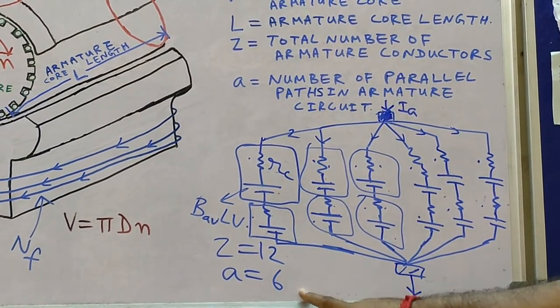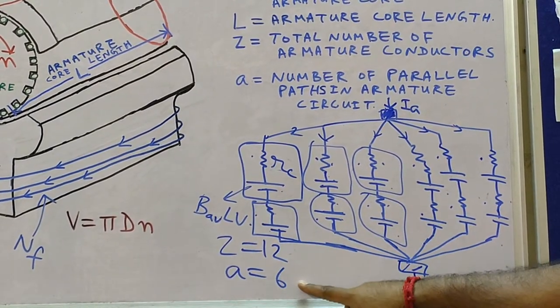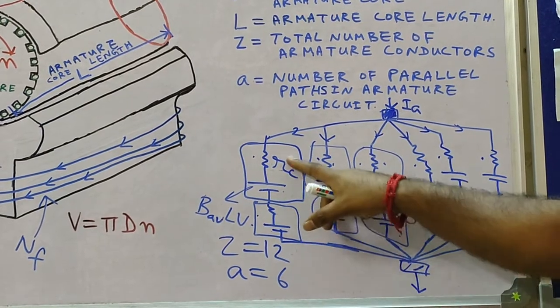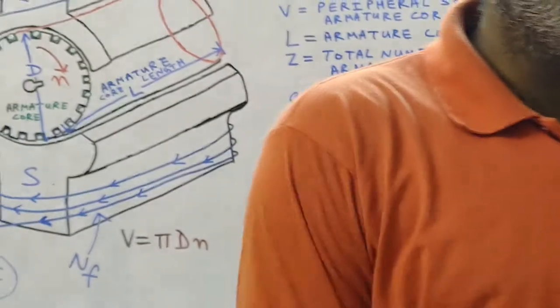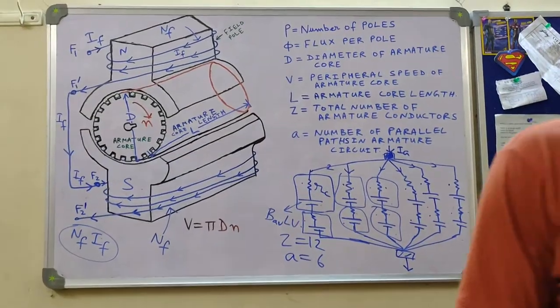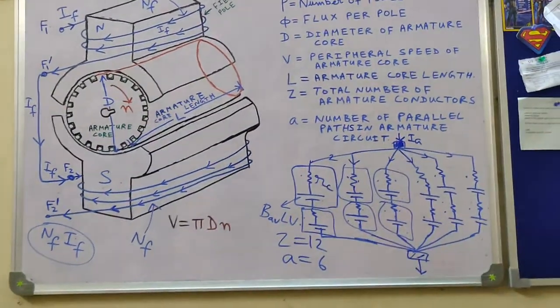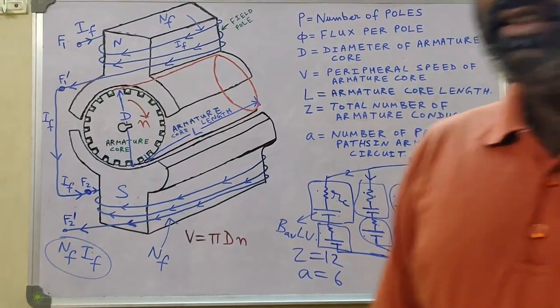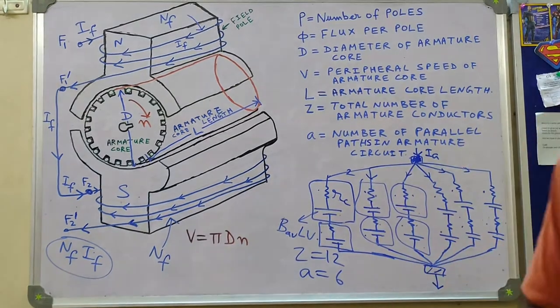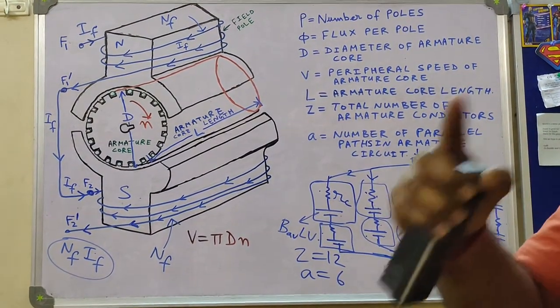Now 12 by 6, that is Z by A, is how much coming? 2. And you see you have two conductors in each parallel path. So that's what I am saying: if Z is the total number of armature conductors and A is the number of parallel paths in the armature circuit, then the number of conductors in each parallel path, or you can say the number of conductors connected in series, will be given by Z by A.